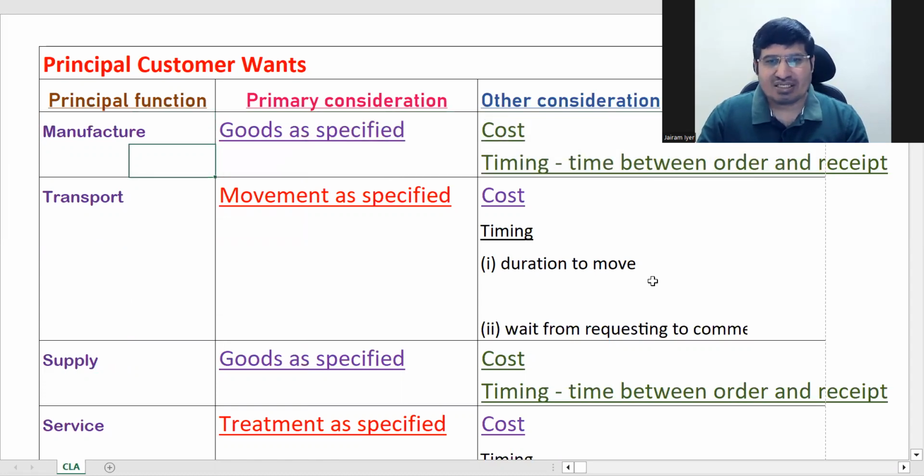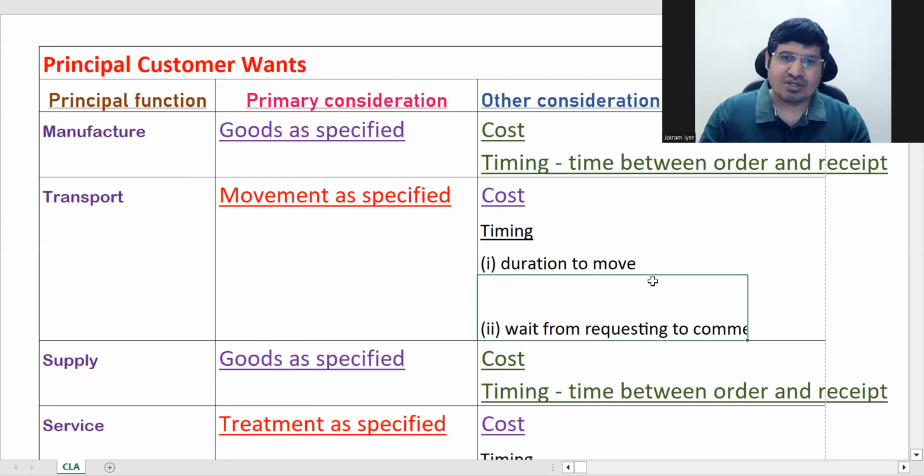Okay, and next thing is transport. Okay, transport is a service. Now transport, what you will see, movement, correct? This will be primary consideration is movement, secondary is cost. Okay, but it is other consideration, it is there, you will consider it, but if movement is not as per your requirement, you will not go for it at all. In cost, maybe you will have some range to decide, right?